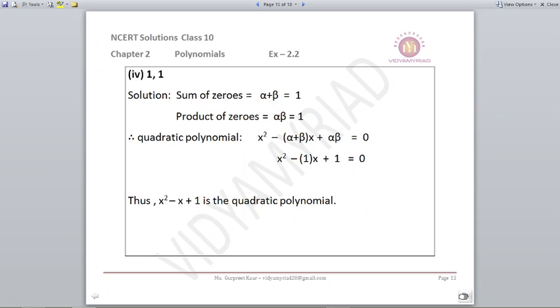1 and 1. So just put, so the required equation is x square minus 1x plus 1 is equal to 0. No need to write 1 with the variable. So my equation is x square minus x plus 1, which is the required quadratic polynomial.